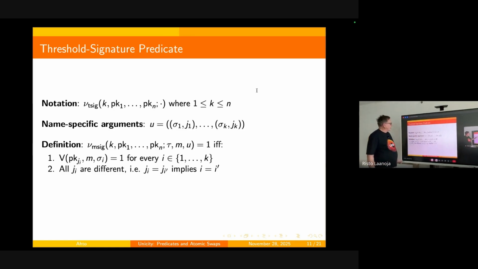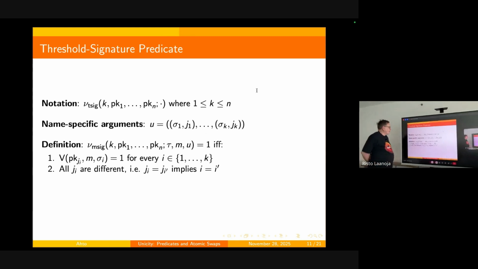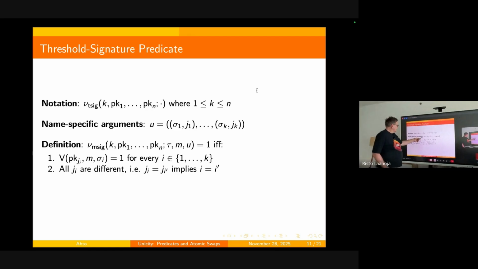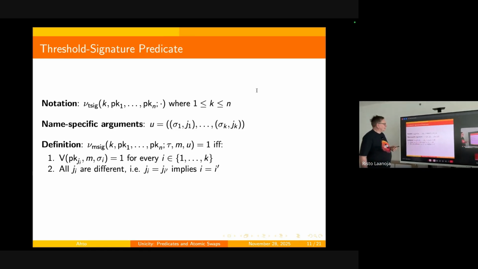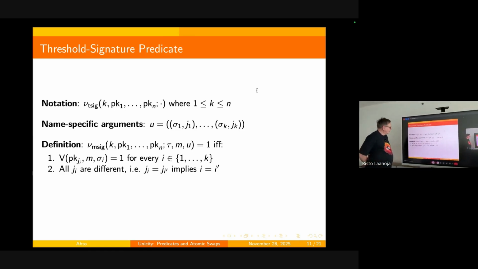Even if we have a total of n public keys, we may need just, say, half of them to sign the message. So we have as arguments k pairs of signature and index, which public key it is intended to verify with, and then we just verify those signatures with the corresponding public keys. And also we have to require that those indices are all different.